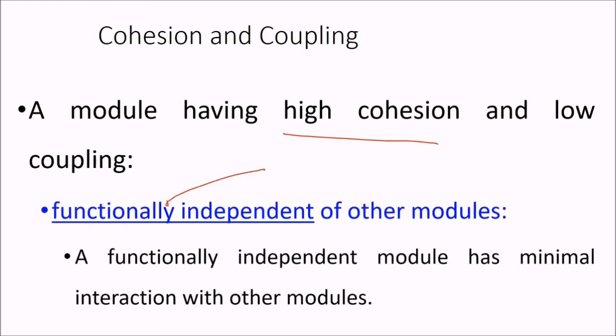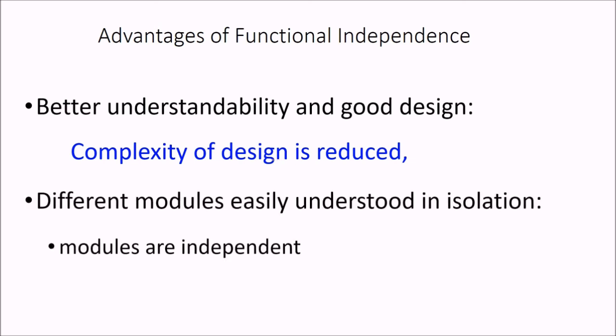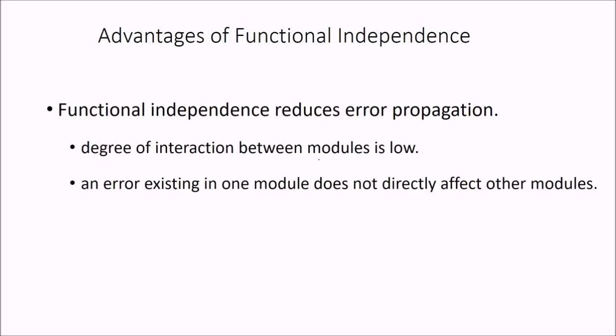What do we mean when I say functionally independent? It has minimum interaction with other modules. So they are independent, though they are connected. So what is the benefit of functional independence? You have better understandability, you have a good design, and of course the complexity of the design is reduced considerably. There are different modules which you can easily understand in isolation. Functional independence also reduces error propagation.